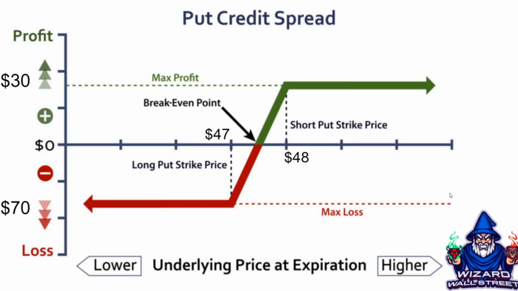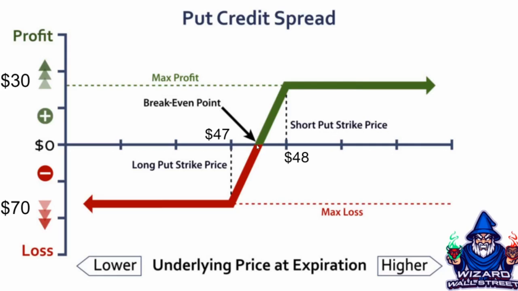Alright, so here's the chart of how it would look. Our max profit up here is $30. So this is our max profit. Our strike prices are here, 47 and 48. In the middle between those two is the break-even point.